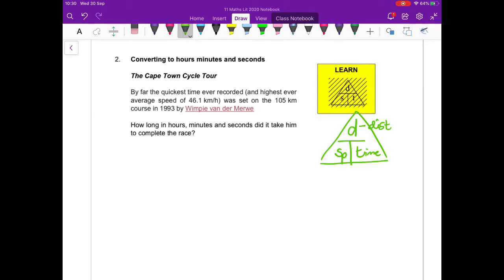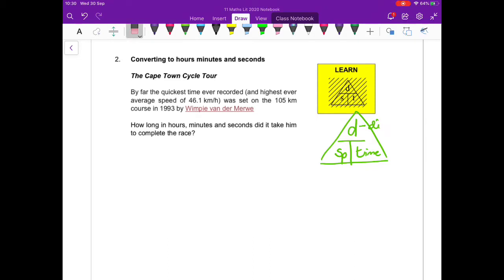Right, the Cape Town Cycle Tour, by far the quickest time ever recorded and highest ever average speed of 46.1 kilometers an hour, was set on the 205 kilometer course in 1993 by Wimpy van der Merwe. How long in hours, minutes and seconds did it take him to complete the race?